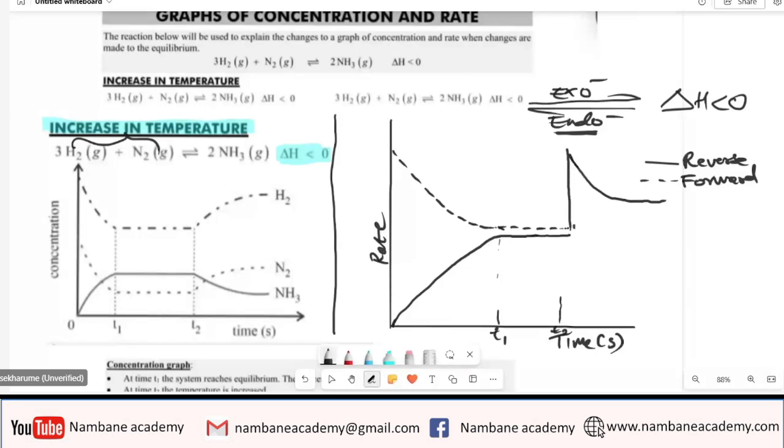Also increasing. But now you look at this side here. This will be the graph of what? This will be a graph of reaction rate versus time. So you highlight this part. The one which is favored will be on top of the one which is not favored. We favor the reverse reaction.